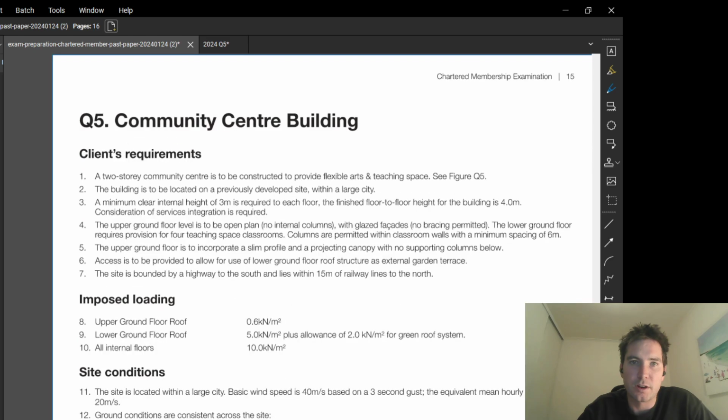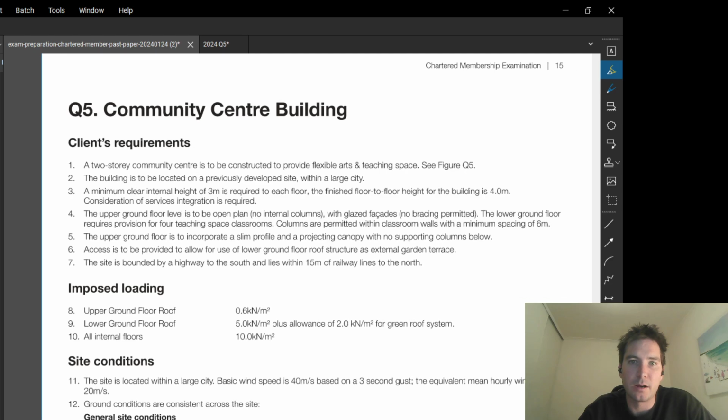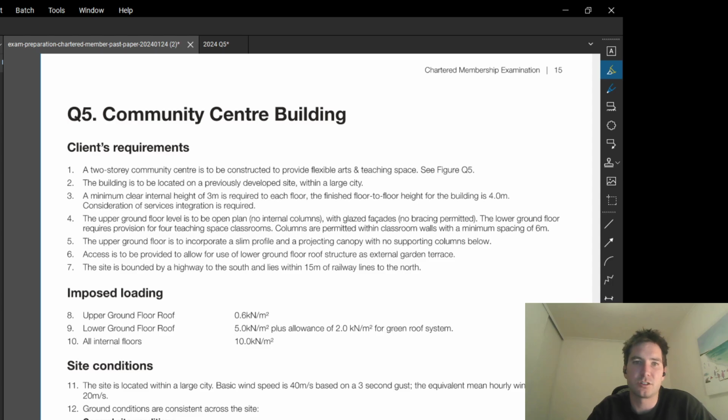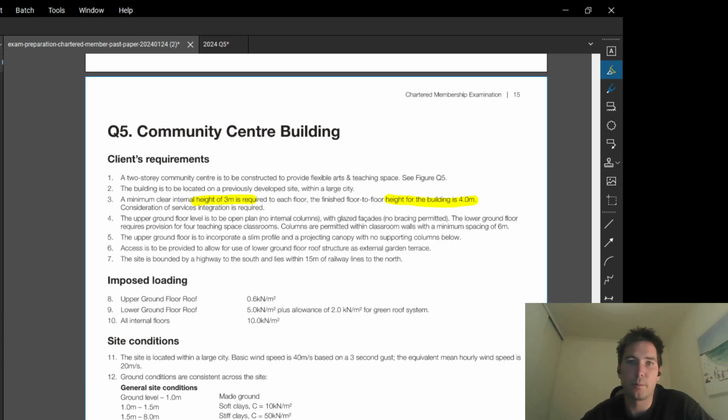So let's go have a look at the client requirements. I won't read this all out because you can read it faster than I can speak it, but I will highlight what I thought was significant. If I've missed anything, again, just chuck it in the comments. They've told you the minimum internal clear height of 3 meters and a floor to floor height of 4 meters. So that gives us 1 meter to play with for our structural depth.